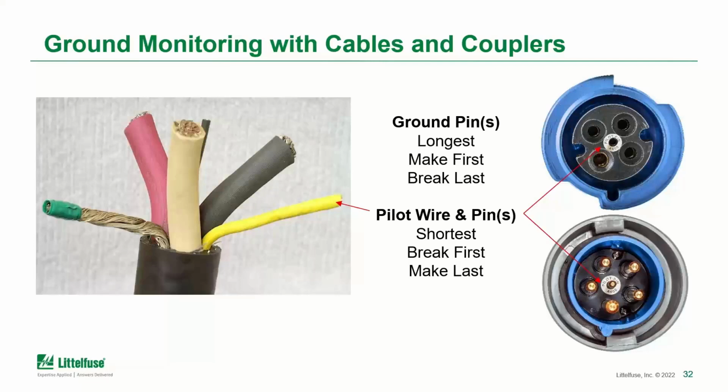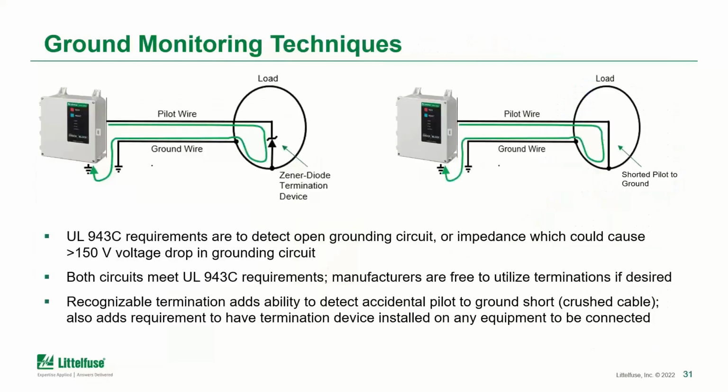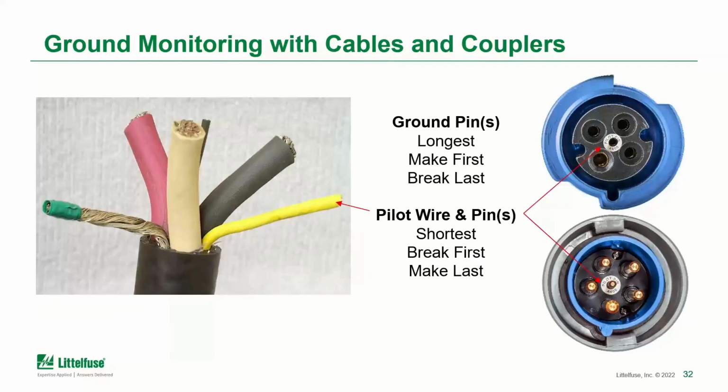That's not an accident. So if you imagine somebody disconnecting the circuit under load, which of course would not be advisable, that pilot would break first. And if you remember this diagram we have on the previous slide, as that pilot opens, it becomes open circuit, which would then trigger the special purpose GFCI to de-energize the system because you now have an open circuit in your monitoring path. That is the shortest pin by design. So it's break first and make last.